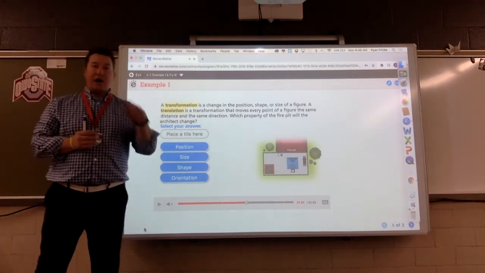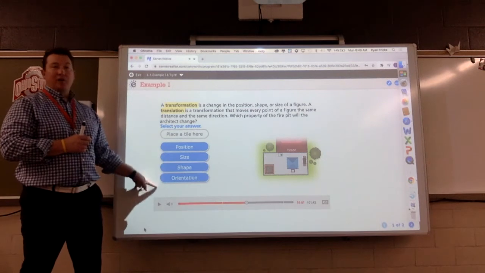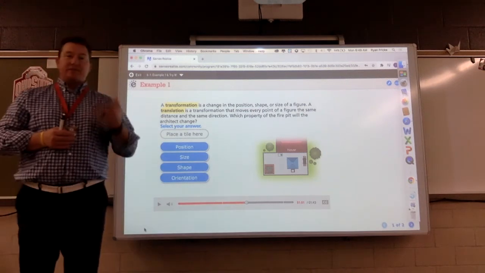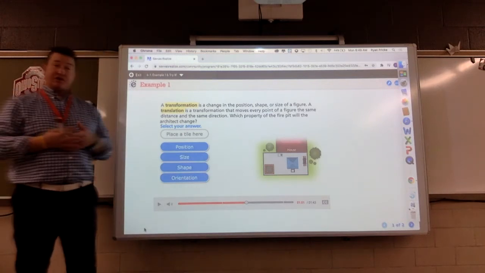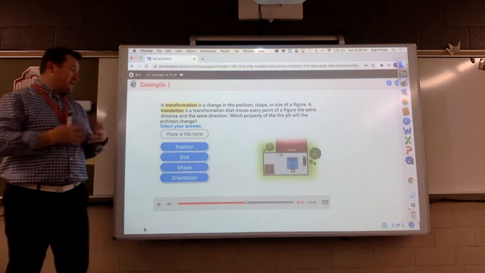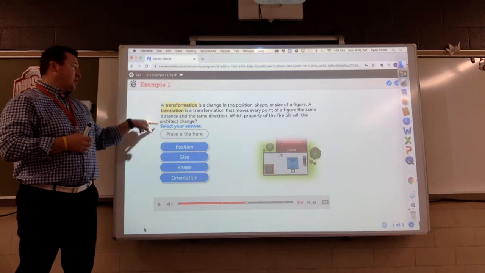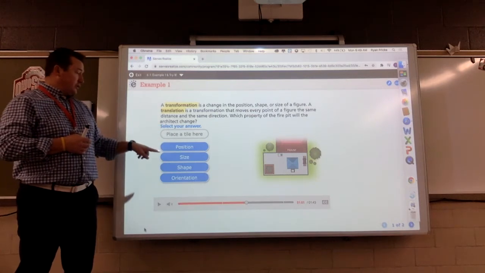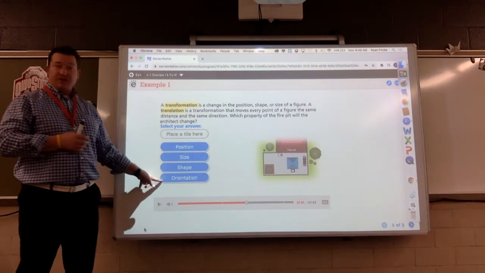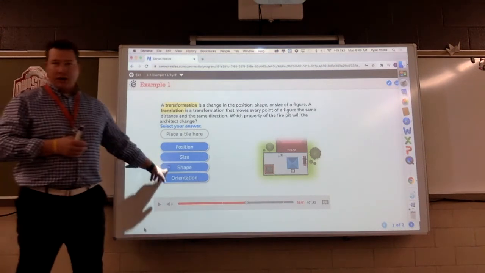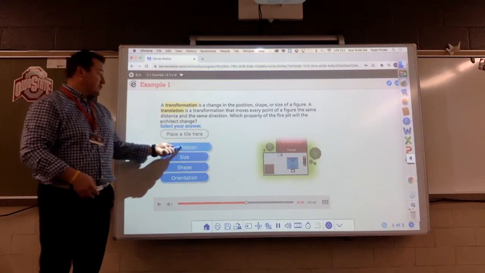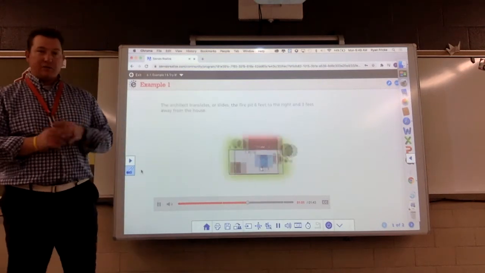So when we talk about properties, these are our 4 properties, okay? Sometimes when we do these moves or these motions, some of the properties will change, some won't change, right? Some stay the same. So it wants to know which one will change. So, right, is our orientation of the fire pit going to change? Is the shape going to change? Is the size going to change? No, those are all going to be the same. What will change is its position. It's going to move to a new spot.